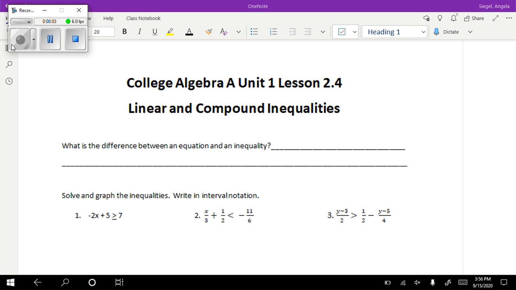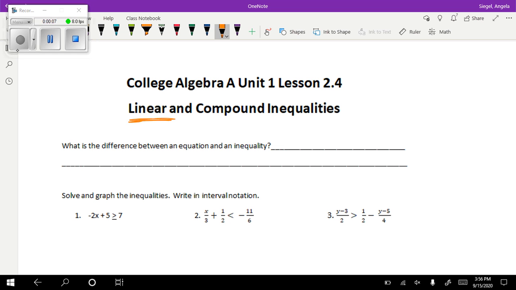Hey guys, in this lesson, we are just going to talk about linear inequalities. We're not going to worry about compound inequalities. I'm going to put that in on the next lesson. So we're just in lesson 2.4.